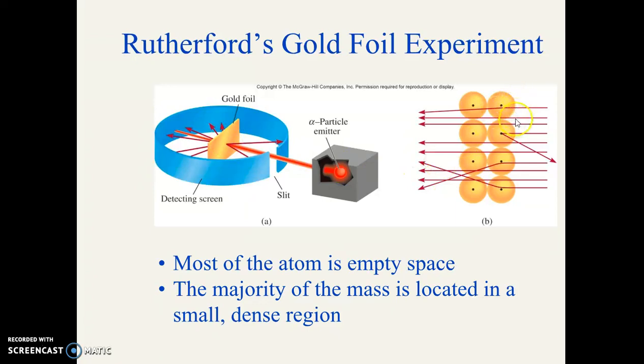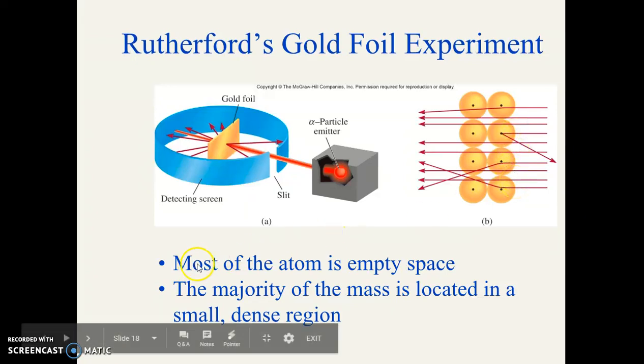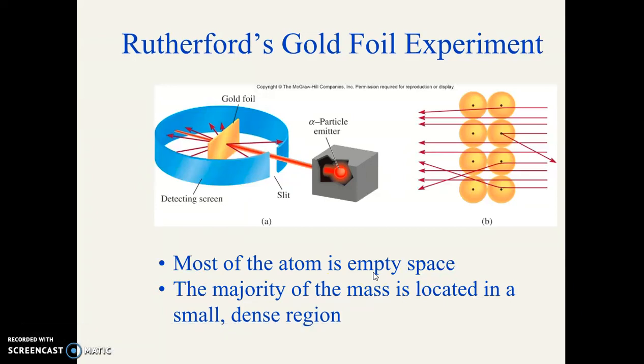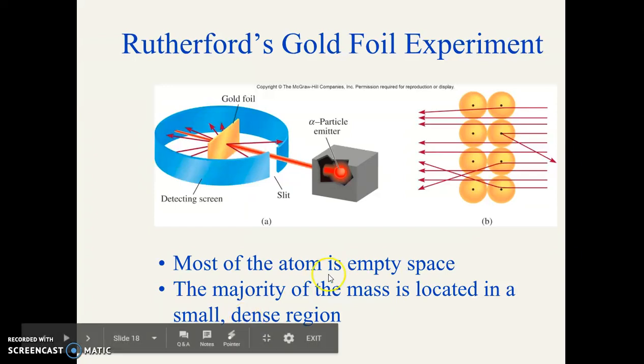And he saw that most of the particles went straight through. They didn't hit anything. They didn't come in contact with anything. So that told him this first conclusion, that most of the atom is empty space, if most of them went straight through. Well, they knew in that time that positive and positive would repel each other, negative and negative would repel each other, positive and negative would attract.